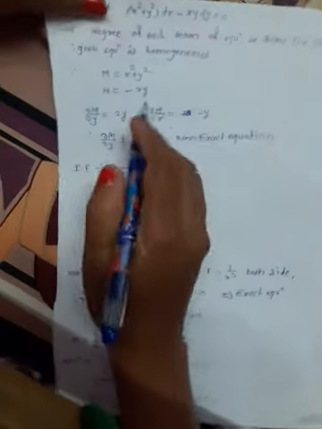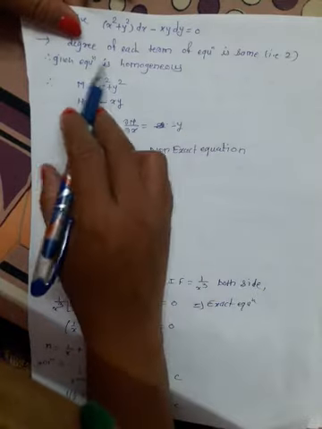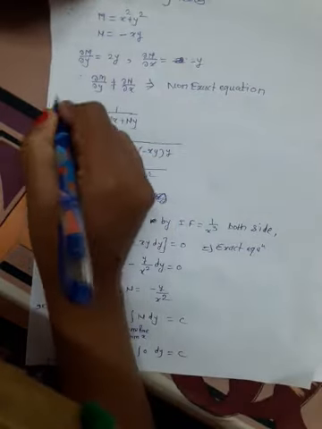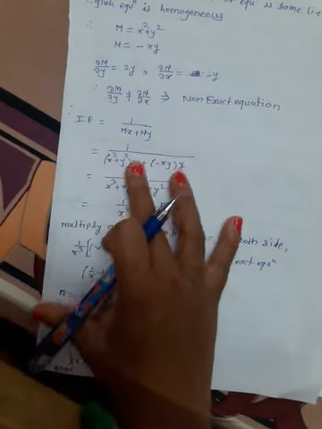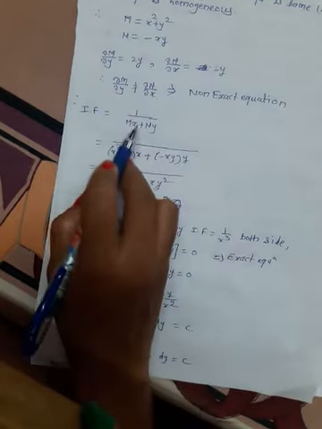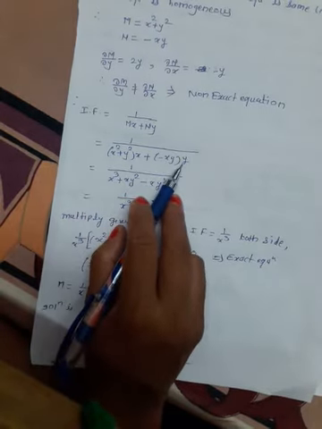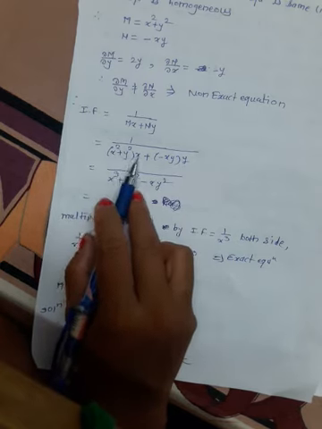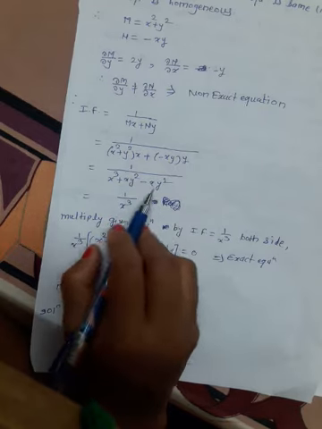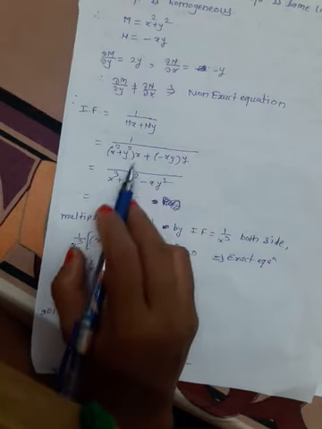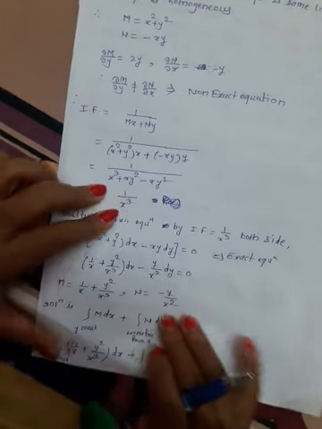Degree of each term of the equation is the same, that is 2. That's why the given equation is homogeneous. Therefore, the integrating factor of this homogeneous function is 1 upon mx plus ny. This is the formula. Now put these values: M into x, that is x cube, plus N into y. Now simplify: we get x cube plus xy square minus xy square. The xy square cancels. It becomes only 1 upon x cube. Therefore, integrating factor is 1 upon x cube.